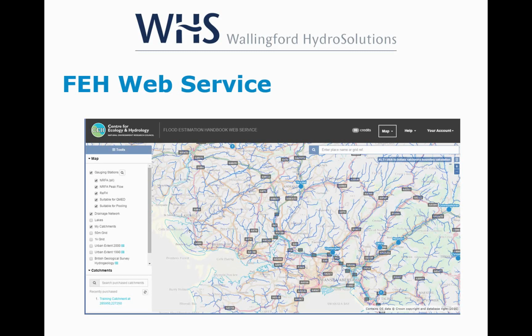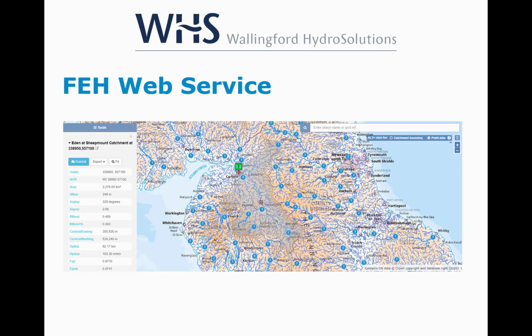On the left hand side there are various contextual layers that you can turn on and off. What I've turned on here are the gauging stations, and these actually have a link within each one so that it'll take you directly to the NRFA gauging station page. At the bottom there is a list of recently purchased catchments, and you can search for previous catchments as well. Any previous catchments that you've bought will be held in a database.